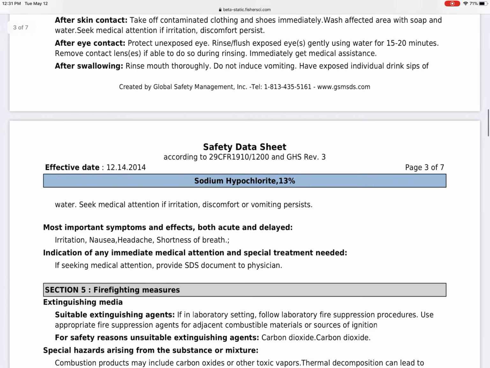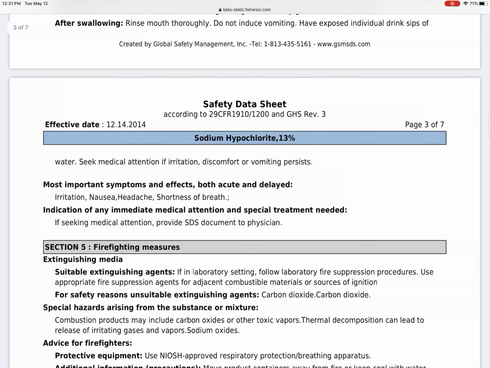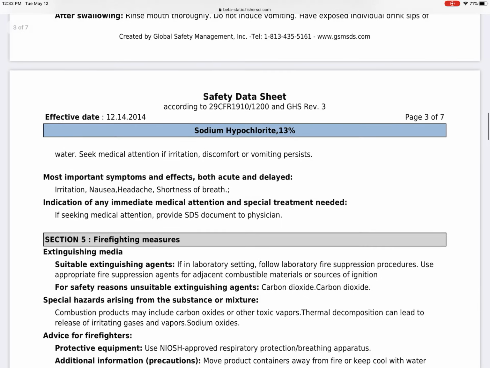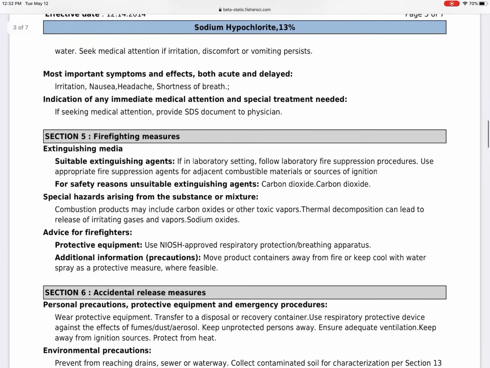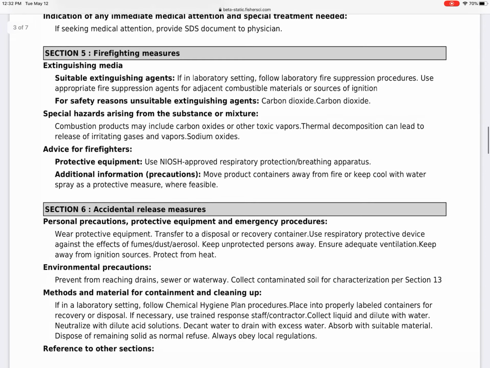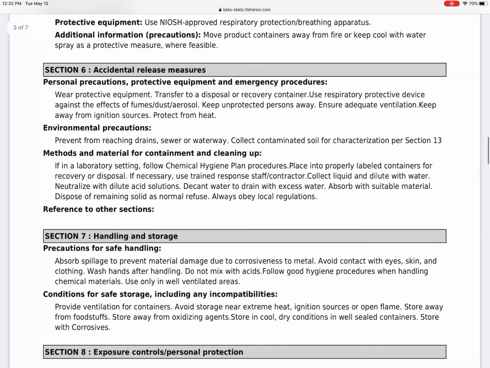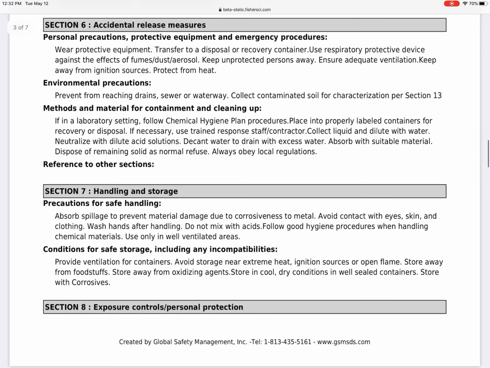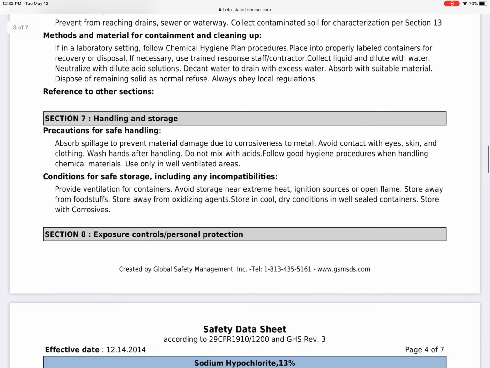Tells you all the different routes of exposure that you might see and how to handle them. Symptoms and effects, both acute and delayed. So this is great. Irritation, nausea, headache, shortness of breath. So just because you don't see the results of the effects now doesn't mean that you won't after some time. Section 5 is what to do if there's a fire involving this chemical and how to handle it, how you could advise firefighters. Accidental release measures, so say that there is a large exposure, a large spill, how you should handle them. How you should handle and store it.